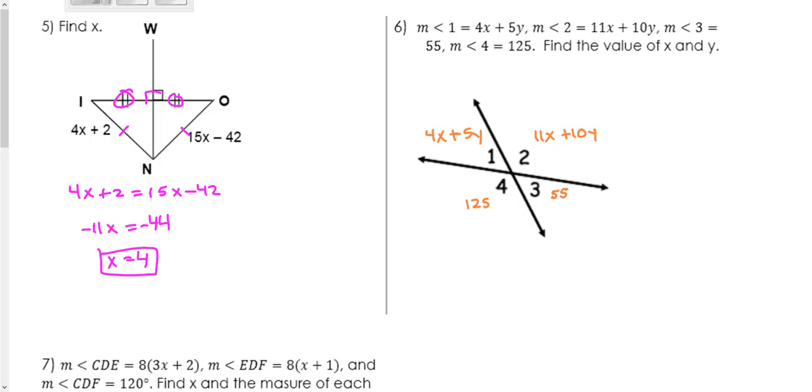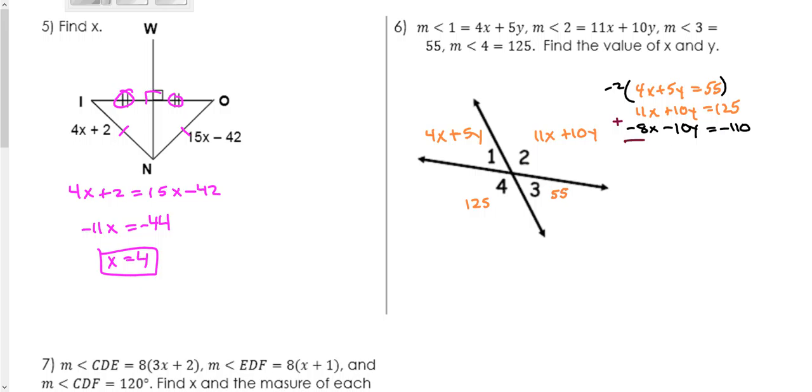Alright, in the next one, you're going to have to set up a system because there's an x and a y in the equation. So use vertical angles, and you can say that 4x plus 5y has to be 55 degrees because they're vertical, and then 11x plus 10y has to be 125 because they're vertical as well. Okay? It looks like it's easiest to get rid of my y, so I'm going to multiply this by negative 2, which changes that equation to negative 8x minus 10y is equal to negative 110.